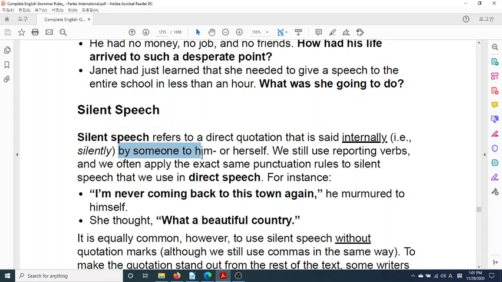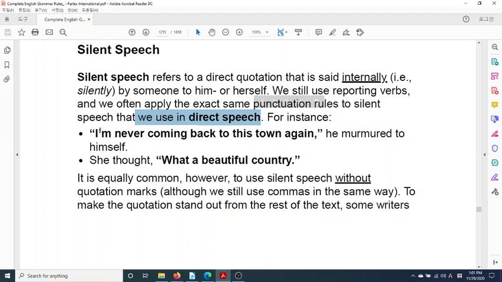By someone, to himself or herself. We still use reporting verbs, and we often apply the exact same punctuation rules to silent speech that we use for direct speech. "I'm never coming back to this town again," he murmured to himself. So he said this in his head, but since it's a direct quote, these are the words he said to himself in his head, we put them in quotation marks. She thought, "What a beautiful country." Again, these are her exact words, so we put them in quotation marks.